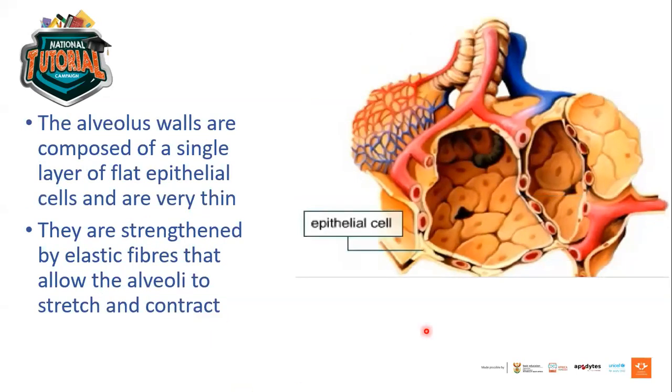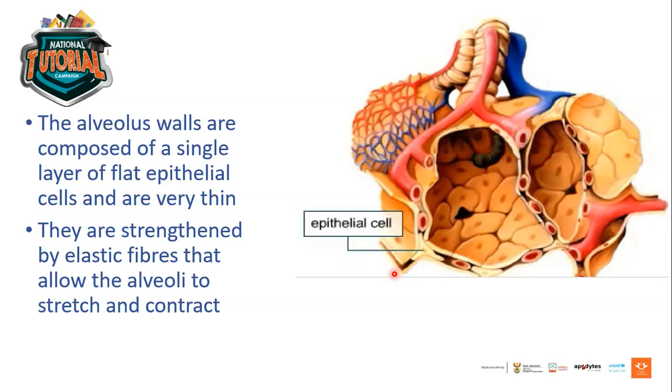The alveolus walls are composed of what? Epithelial cells. There's a single, flat layer of epithelial cells. They are also very, very thin. And that's another important requirement for gaseous exchange structures, right? That they must be thin to allow for efficient and effective gaseous exchange. These are strengthened by elastic fibers, which allow the alveoli to do what? To stretch and to contract.